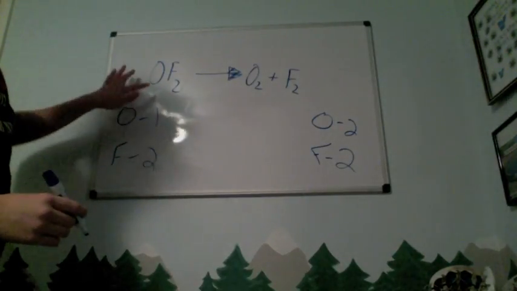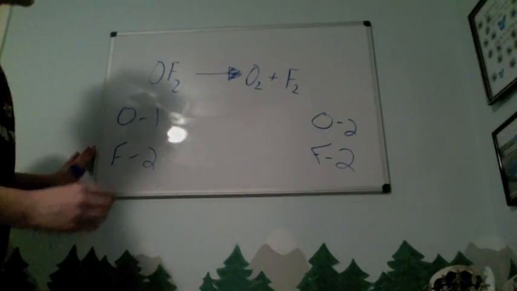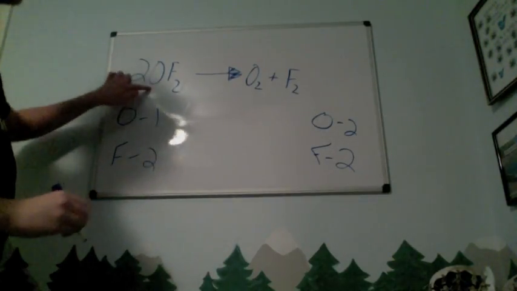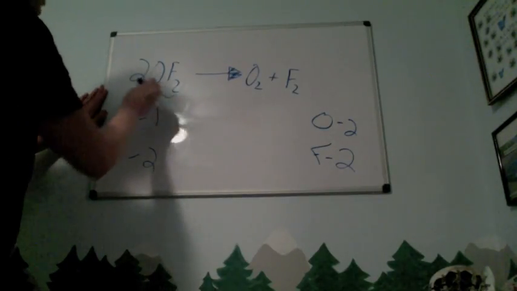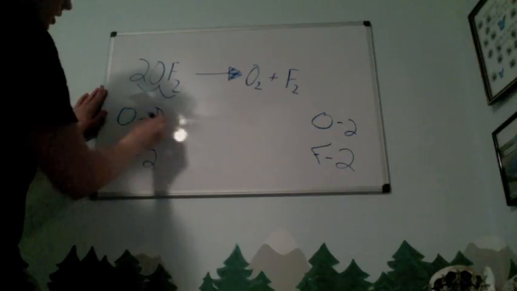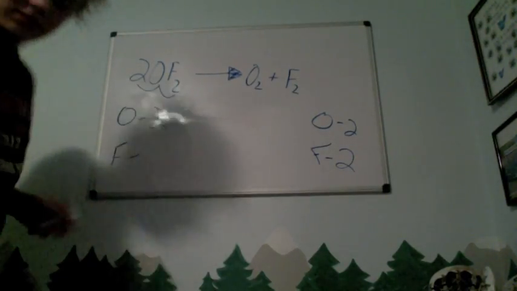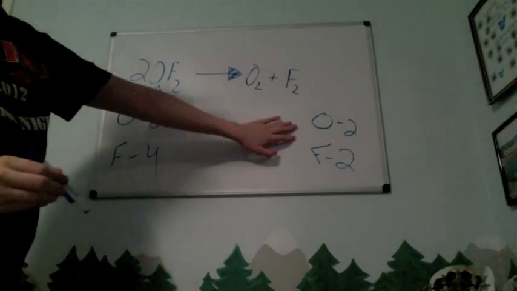Now to balance this, I need to make it so that there's the same number of oxygen and the same number of fluorine on either side. So the easy way to do that is we add what's called a constant in front of this number. So I added the 2 in front of this, so that 2 gets distributed to every number here. So now we have 2 O's and 4 F's. So that means over here, all we need to do is get 4 F's.